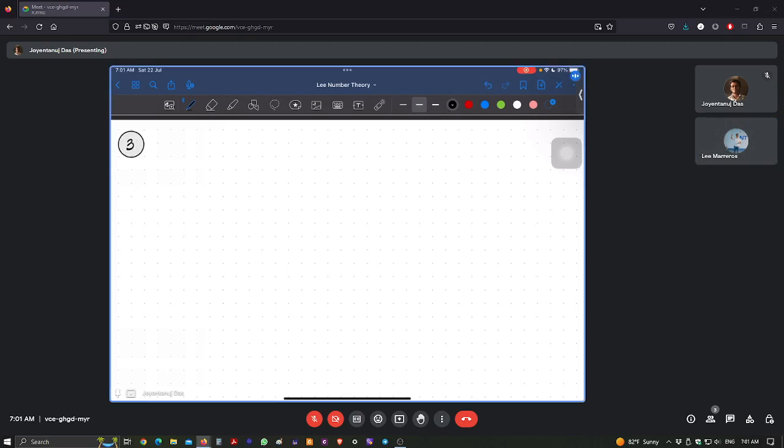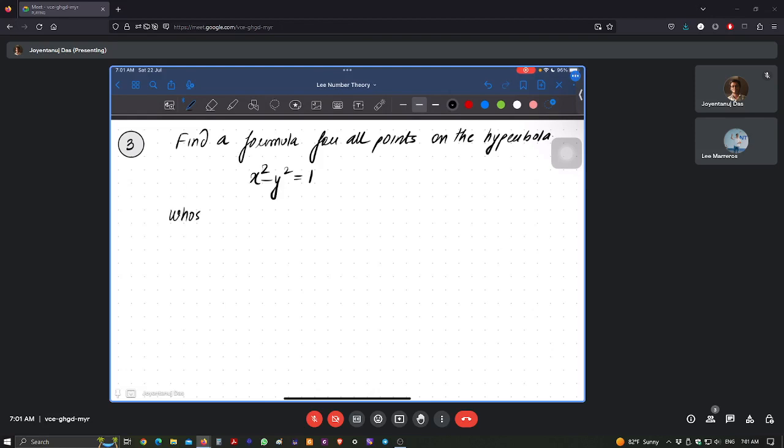So the third one says to find a formula for all points on the hyperbola, right? So the hyperbola equation you know, right? Yes, I think I remember. Yes, that is x squared minus y squared equals 1. So here they are focusing on this hyperbola only. Formula for all points on the hyperbola that have rational coordinates, whose coordinates are rational numbers.